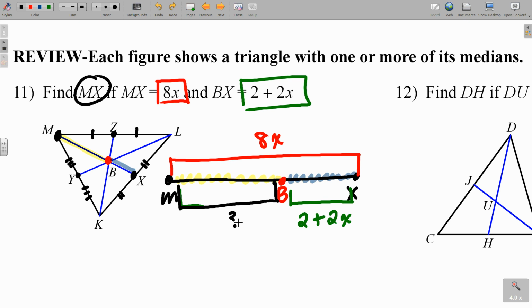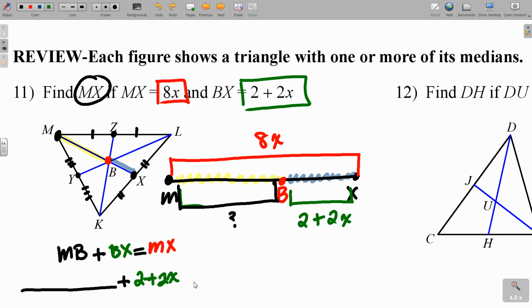Ultimately, we want to find M all the way to X, but obviously we need to solve first for the value of the variable X. So things before algebra. Let's start with something simple. We know the black segment MB plus the green segment BX equals the red segment MX. We do not have anything for MB. But we do have something for BX, which is 2 plus 2x, equals 8x.